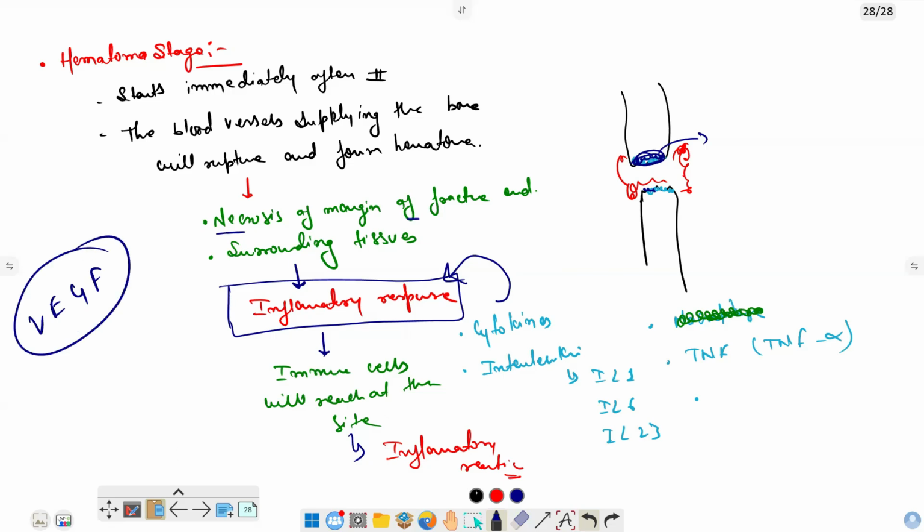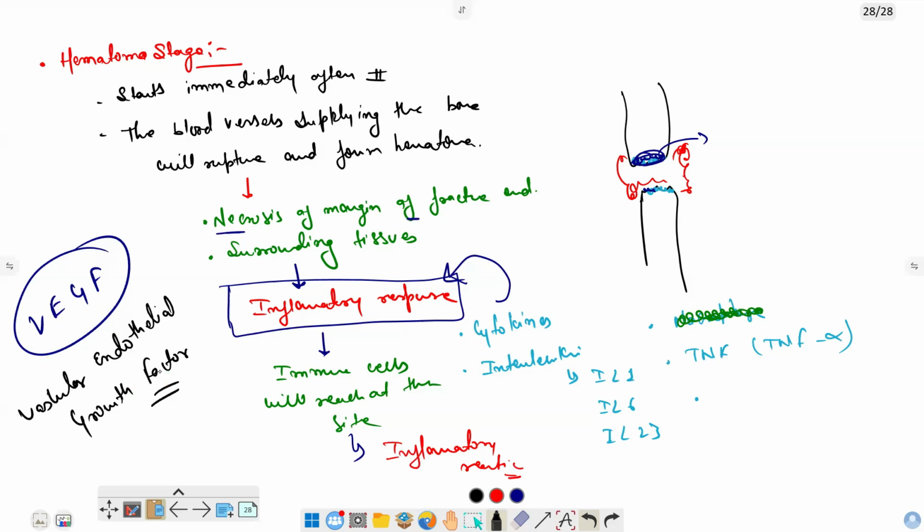What is VEGF? VEGF means vascular endothelial growth factor. Here the VEGF will be released. It won't go for any action here. Only the VEGF will be released, and it will stimulate the healing at that particular site.